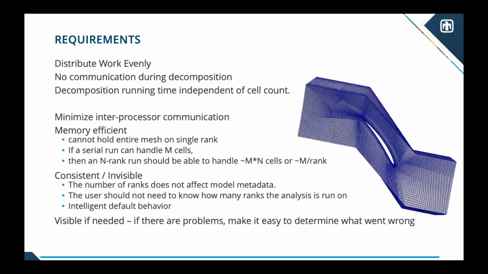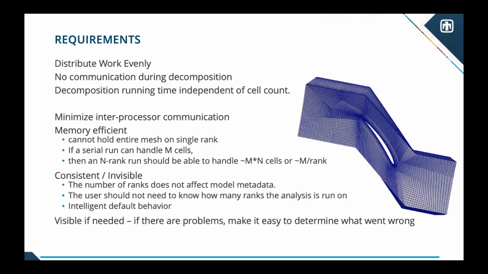Requirements for this decomposition: we want to distribute this work evenly. We want each rank, or MPI rank, or each GPU to have about the same amount of work. Your total job throughput is going to be limited by the slowest rank, and so you want all of those doing about the same thing. During the decomposition, we don't want to be doing all this communication. We want each rank to be able to know, okay, this is my mesh, this is what I'm going to work on, and not have to talk to anybody.